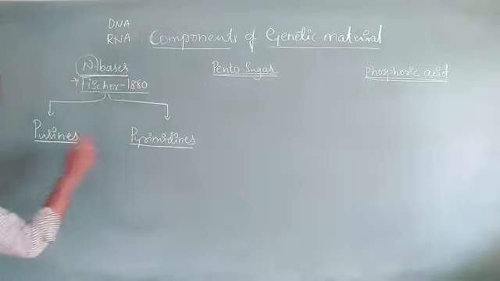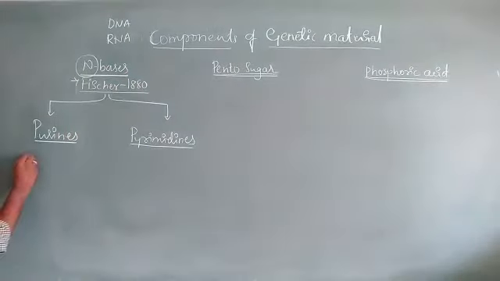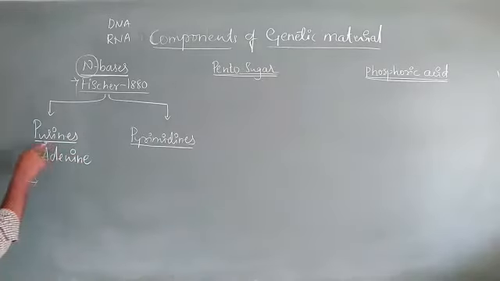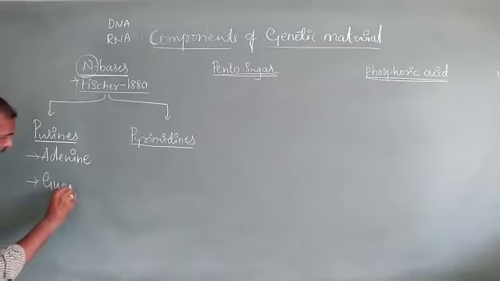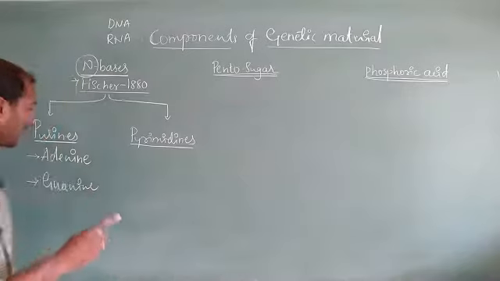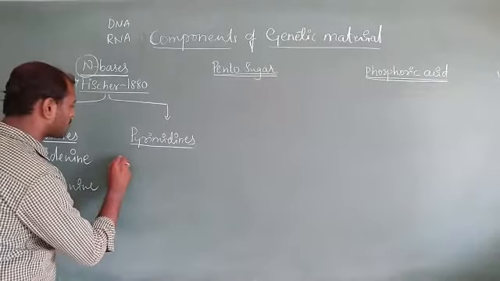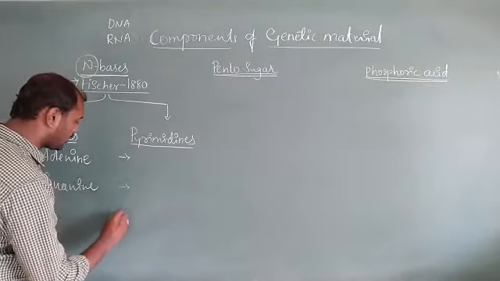You can see here that there are two types of purines. The first nitrogen base present in the purine group is adenine, and the second is guanine. So we have two types of purines: one is adenine and the second is guanine. Pyrimidines are of three types.